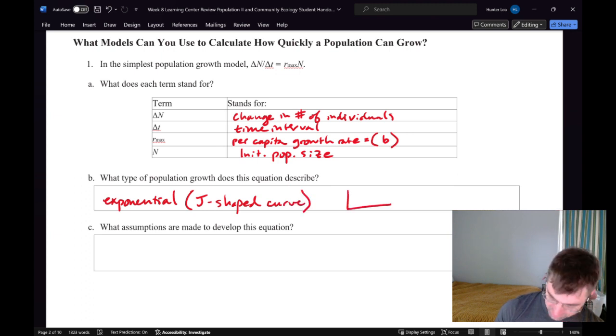So if you have number of individuals versus time, you're going to get something looking like that. At the beginning of this, it's very important to note that it won't look like there's a lot of change happening, even though it is growing at an exponential rate.